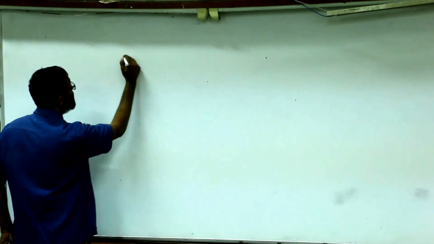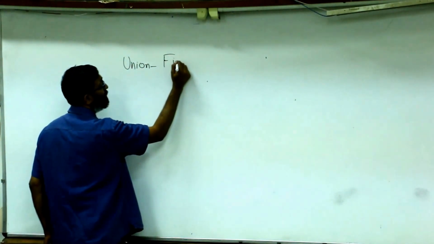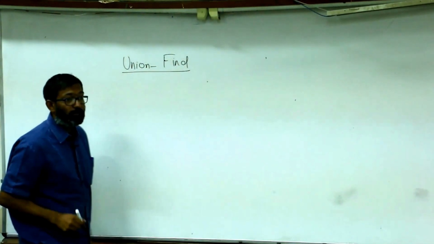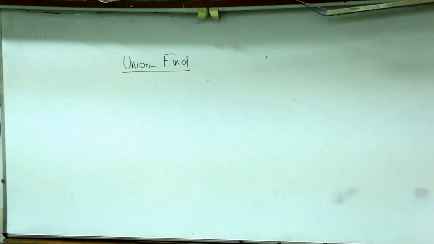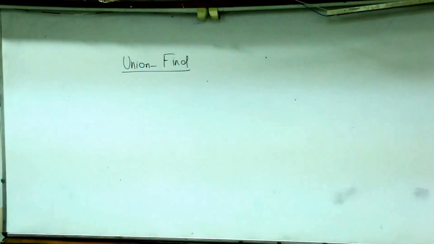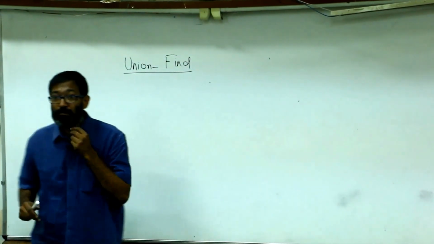Okay, so let's look at another data structure, which is called union find. So I have till 1, right? Okay, so what is the union find data structure?